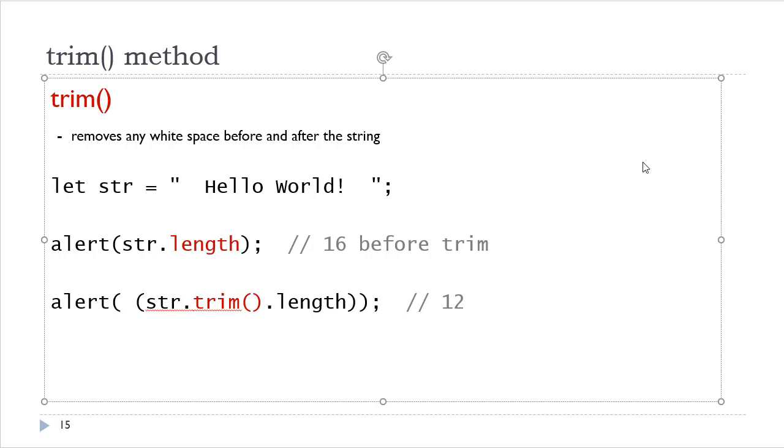Now, it's really hard to see the trim method in action. So here I have a string, and you can see that I have 2 characters of white space to the left and 2 characters of white space to the right. If I first extract the length, it returns 16. Now I will trim this and then return the length, and it will return 12. So you can see, indeed, that my trim method has worked.